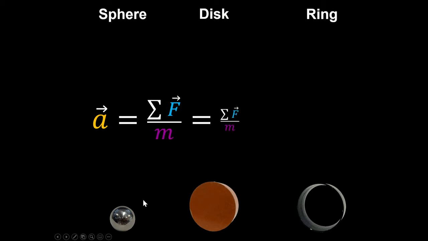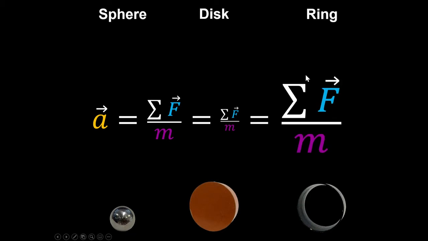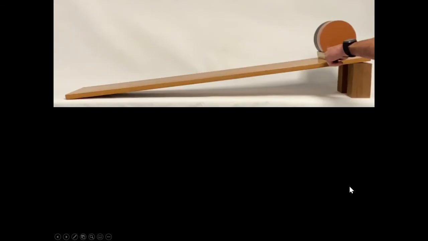And if it were a really light object, it would weigh very little, but it would also have very little inertia. If it was a real heavy object, it would have a lot of weight and also a lot of inertia. But the ratio of those produced the same acceleration for all of those. You drop a sphere, a disk, and a ring, they accelerate at the same rate.